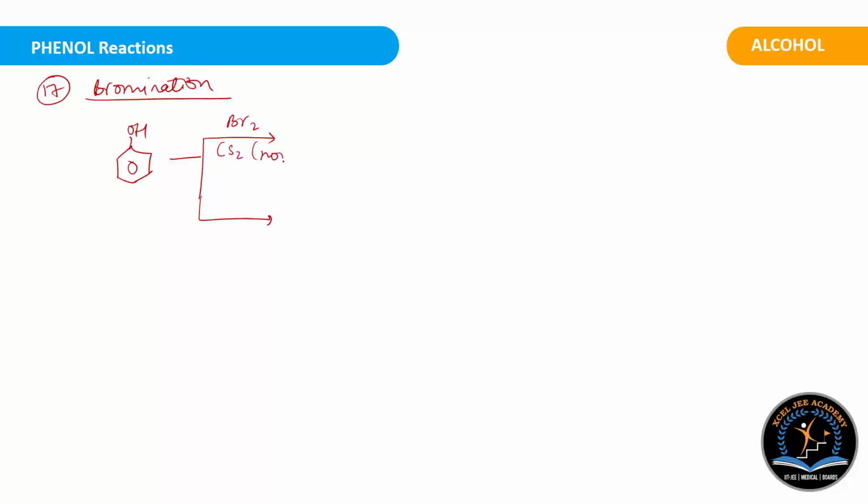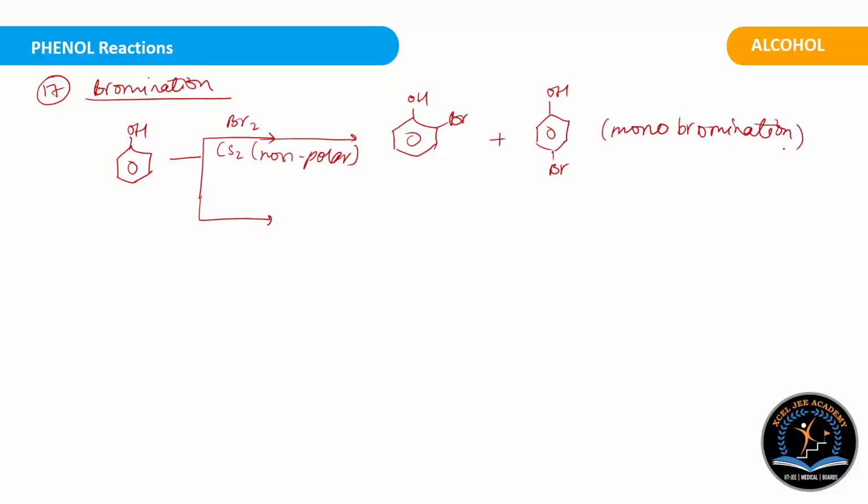Now in presence of a non-polar solvent like CS2, there will be monobromination. That is, bromine will be attached either at the ortho position or at the para position. So this is OH, bromine at ortho, and then this is OH, with bromine at the para. So this is mono substitution of bromine, that is monobromination has taken place in this case.